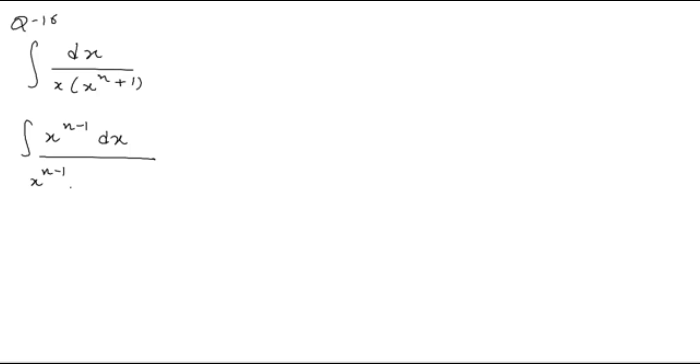Let's understand the 16th question. It is the integration of dx upon x into x raised to n plus 1. So I will multiply x raised to n minus 1 in the numerator and x raised to n minus 1 in the denominator, so I will have x raised to n minus 1 dx upon here.